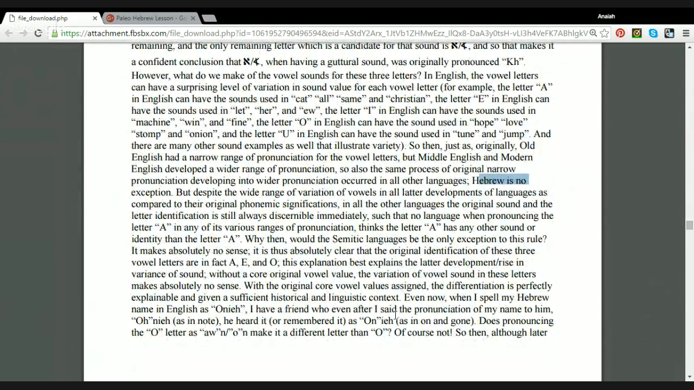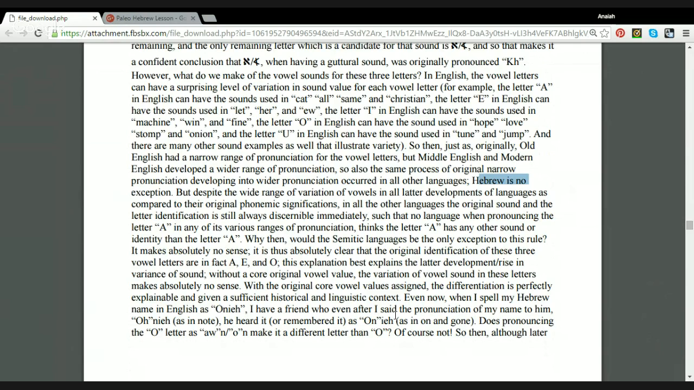This explanation best explains the latter development or rise in variance of sound. Without a core original vowel value, the variation of vowel sound in these letters makes absolutely no sense. With the original core vowel values assigned, the differentiation is perfectly explainable given a sufficient historical and linguistic context.